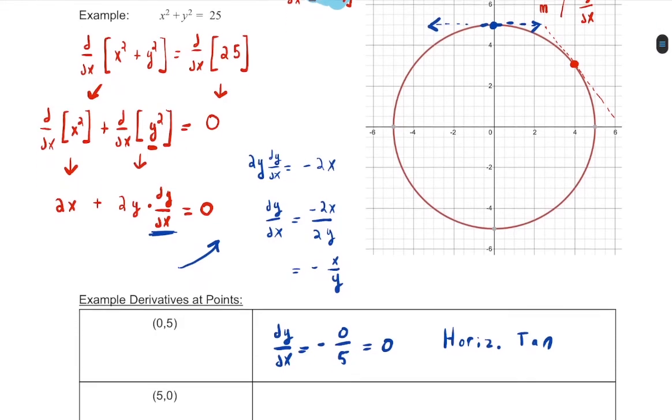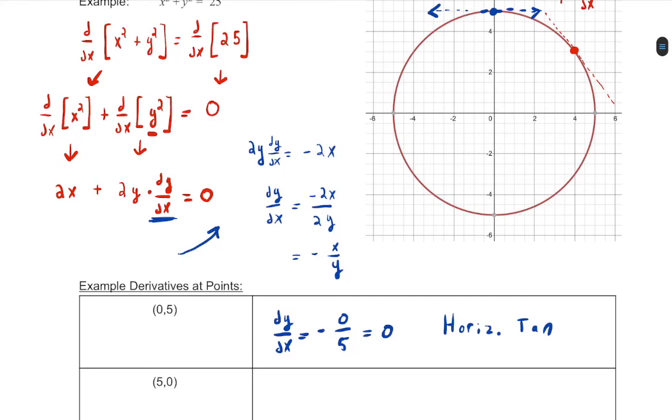So let's try a few more. 5, 0. If we go and we plug in 5, 0, dy dx is equal to negative 5 over 0. Well, that's undefined. And so what we should have here is a vertical tangent. And we do. At 5, 0, we have a vertical tangent. We have an undefined slope.